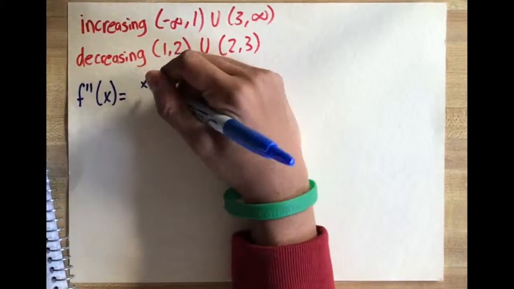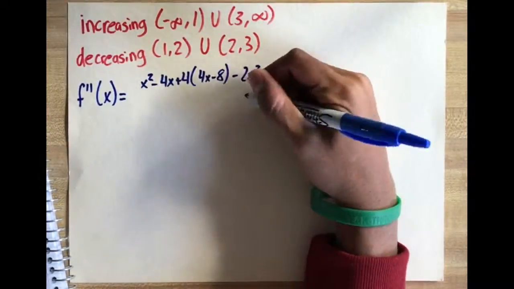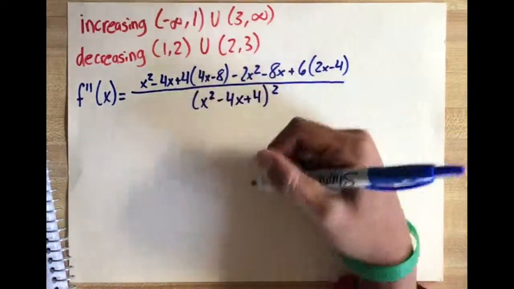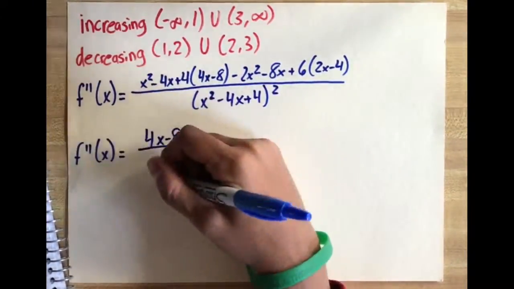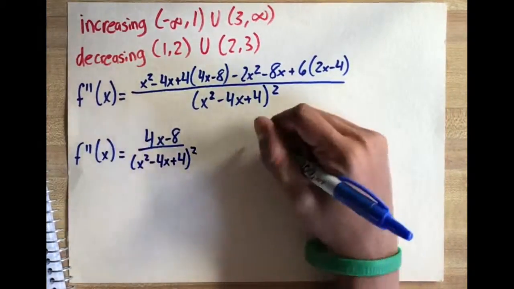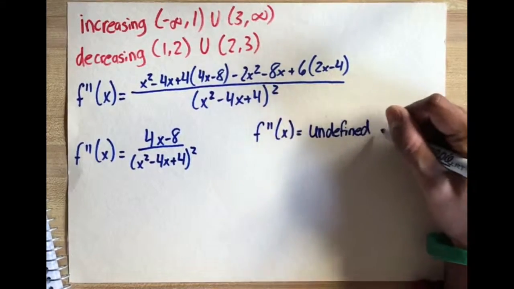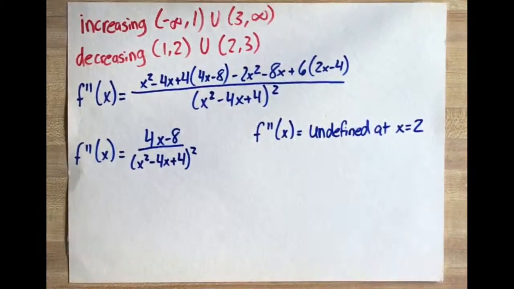Using the quotient rule, we determined the second derivative, which we then simplified. We determined that the second derivative is undefined at x equals 2 because both the numerator and the denominator equal 0 when x equals 2.